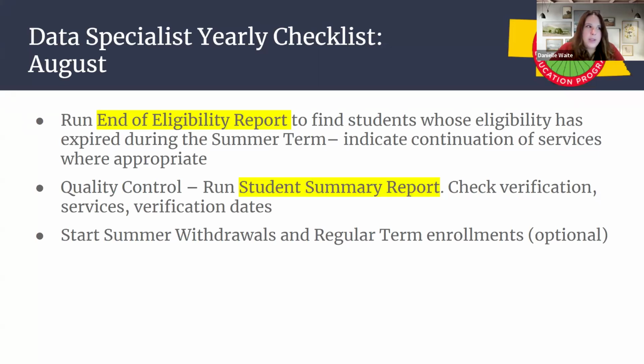Now, we mentioned that they're running a student summary report monthly. And so while gathering that information and taking a look at your students, that is a level of quality control I would consider. But I really emphasize, because we're wrapping up the performance period, to do some extra quality control, check the verification dates, the services. Or I put that there twice, verification, things like that.